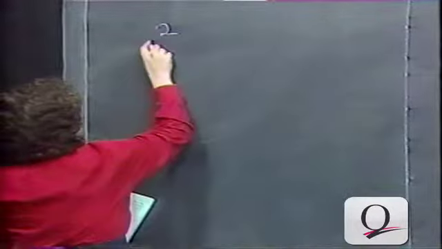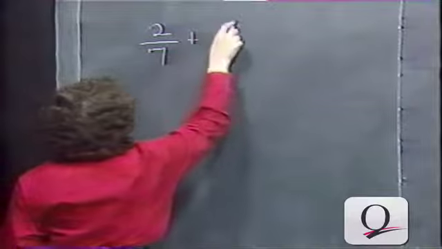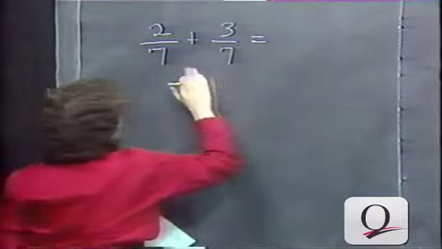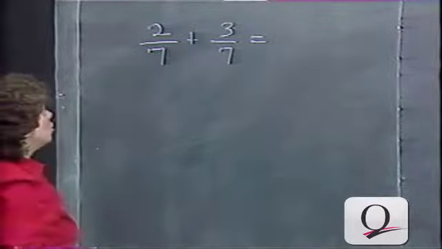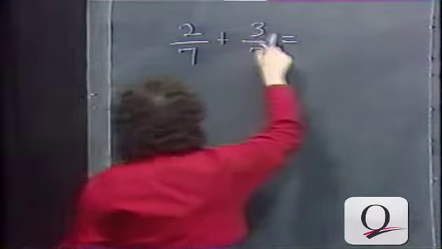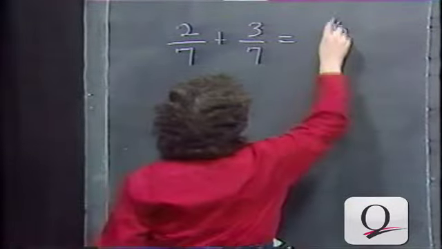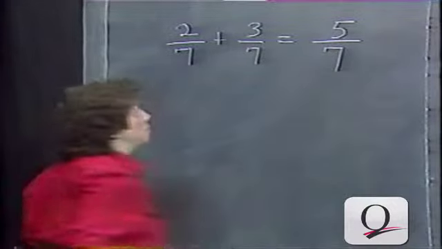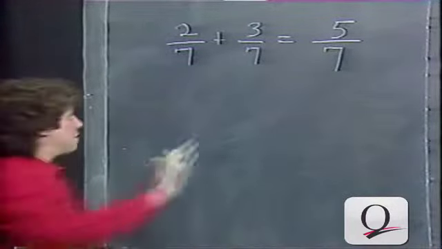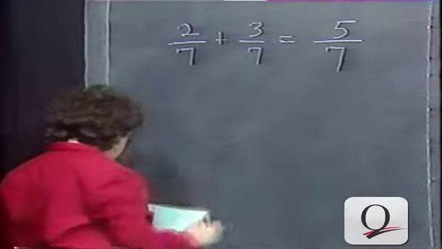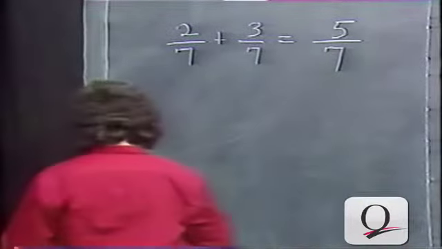In this videotape in the pre-algebra series, we're going to be working on addition and subtraction of fractions. Now, to add and subtract two fractions, they must have the same denominator. For example, if you have 2/7 and you want to add to it 3/7, these are two fractions with the same denominator. To add them, you combine the numerators, 2 plus 3, get 5, and put it over the common denominator.